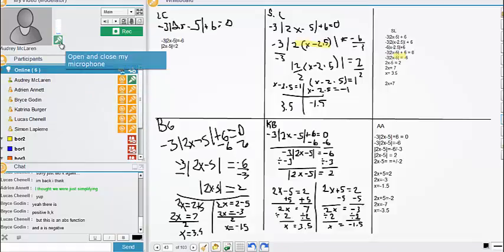Sydney, if you're there, can you press on your microphone for a sec, just so your name will show up in the participant list? There you are. All right.